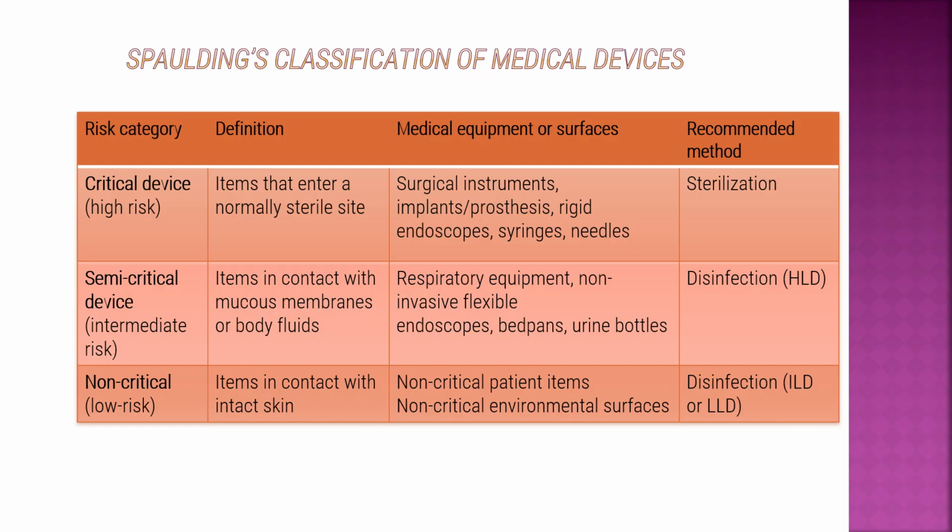Semi-critical devices, they are in contact with the mucous membrane or body fluids, but they do not enter. So they are respiratory equipment, non-invasive flexible endoscopes, bed pans, urine bottles. So the recommended method is disinfection, that is high level disinfectants. Non-critical or low risk devices, they are in contact with the intact skin. So non-critical patient items like environmental surfaces. So the recommended method is disinfection, that is intermediate level or low level disinfection.